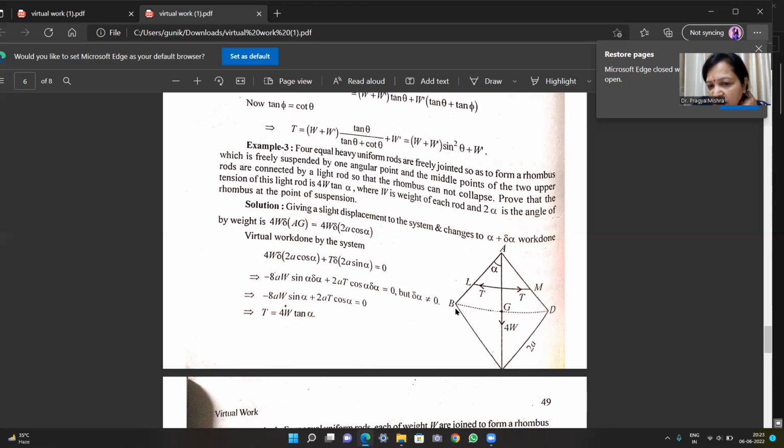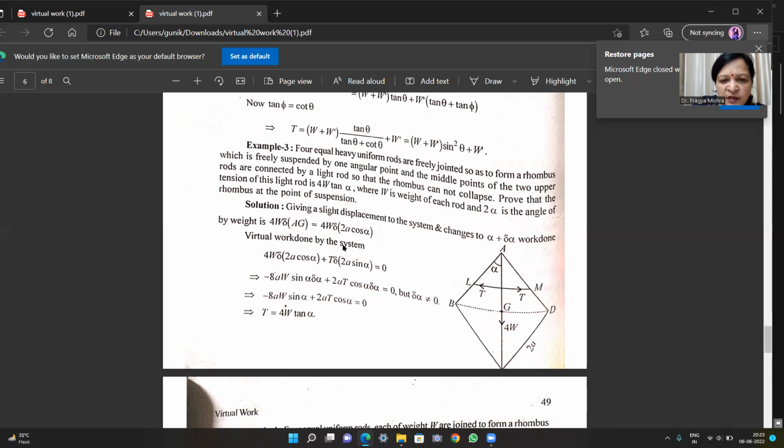triangle, in triangle ABG, AG is 2A cos alpha. And for this string, the length of this string LM will be twice of this. In this small triangle, the length of the base is A sin alpha. So LM will be 2A sin alpha.